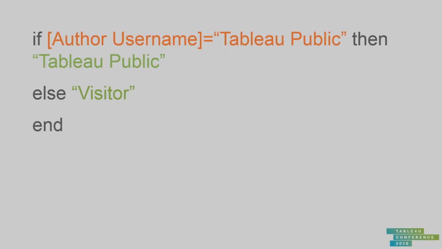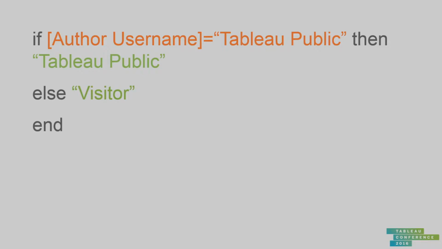So this is an if-then statement, and essentially it says if x, then y on that top line. The x is in orange, y is in green, and then we have the next line, else something else. And then we close it out with end.